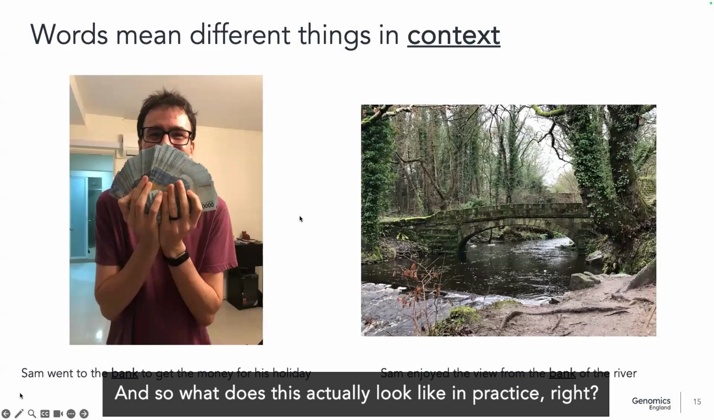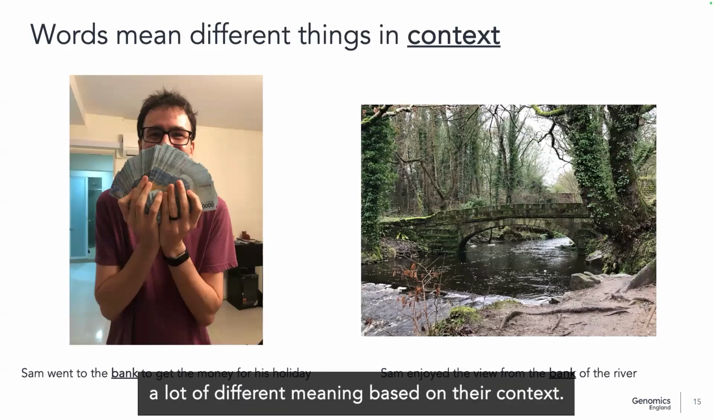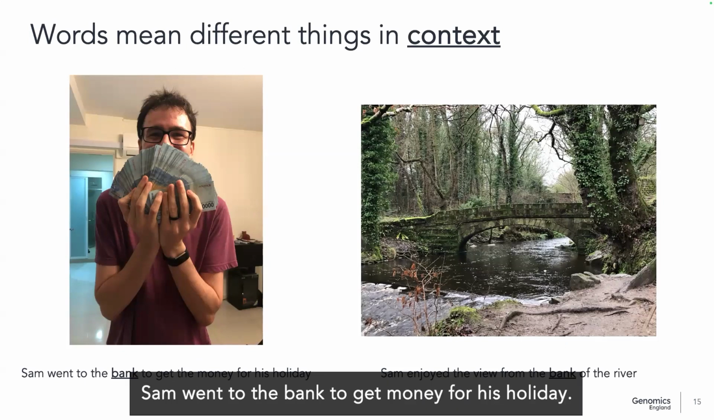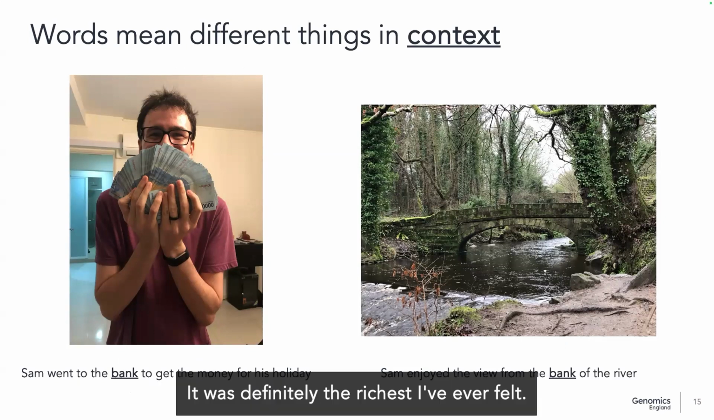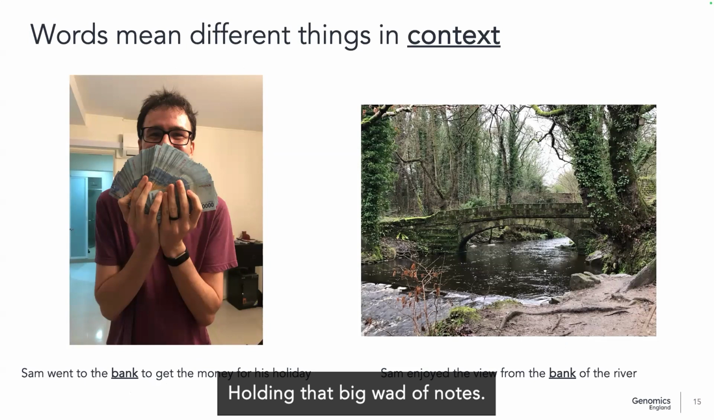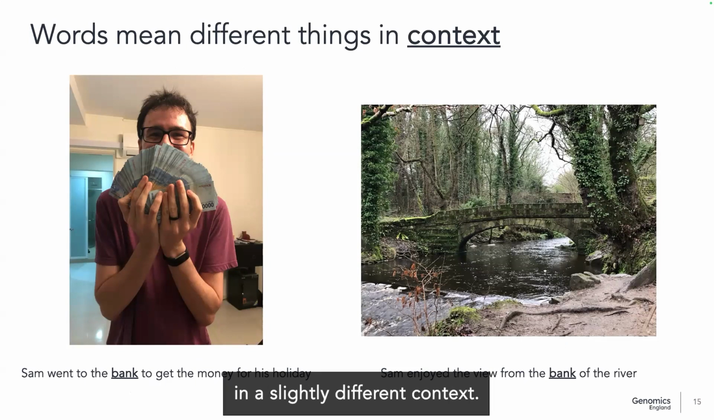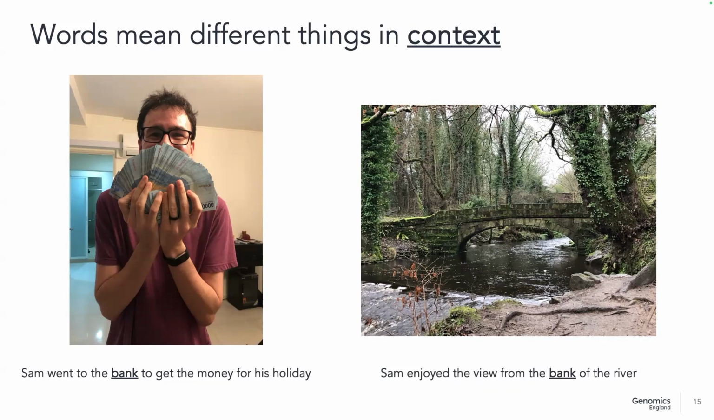So what does this actually look like in practice? Words have a lot of different meanings based on their context. For instance, if we think about the sentence, Sam went to the bank to get money for his holiday, and here's me with approximately 6 million Indonesian rupiah. It was definitely the richest I've ever felt holding that big wad of notes. But we can also think about the word bank in a slightly different context. For instance, Sam enjoyed the view from the bank of the river.